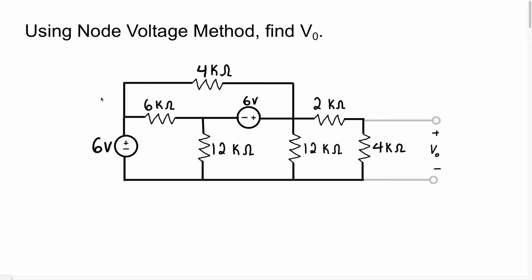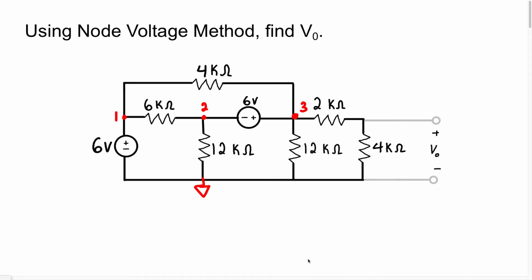So we know this is going to be an essential node. I'm going to label this node 1. We know this is an essential node. I'm going to label it node 2. We have another essential node right here, so I'm going to label this node 3. And we have one more essential node at the bottom here, but I'm just going to take this essential node to be our ground node.